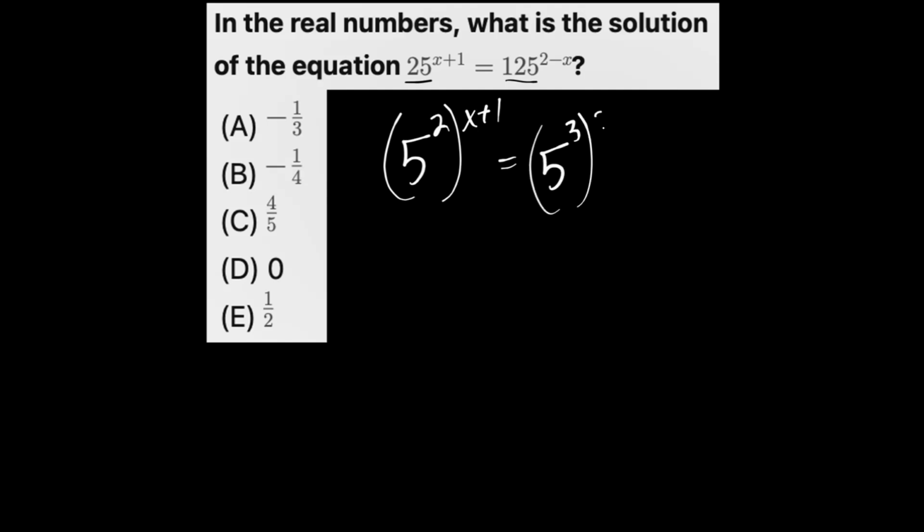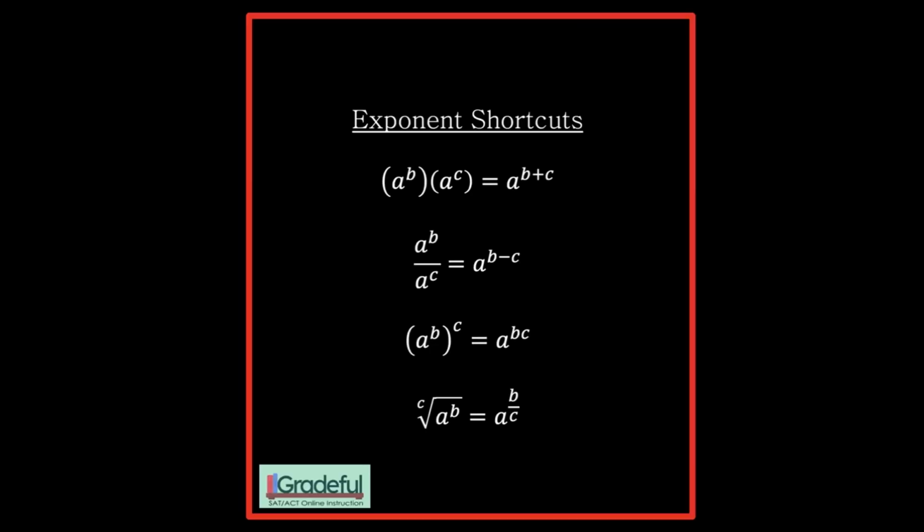Now going to another question. Once again, let's realize that we've got powers of the same base. 25 is really 5 to the second power, and that's also to the x plus 1. And 125, well, that's really 5 to the third power, and that's to the 2 minus x power. So now we have a power of a power on both sides. And the power of a power rule, that's this one right here that says that in that situation, you'd multiply the b and the c. So let's do that here.